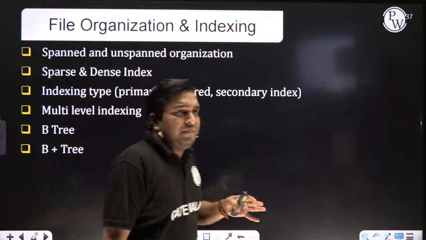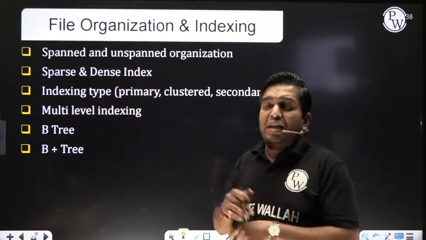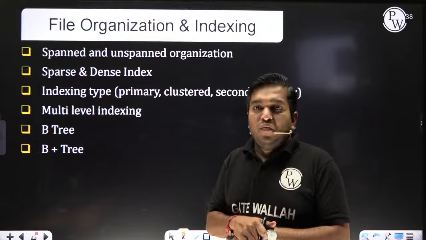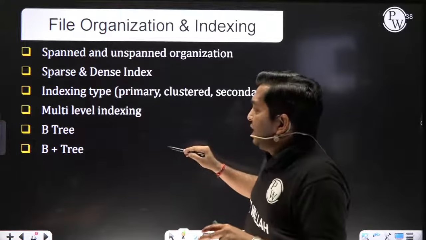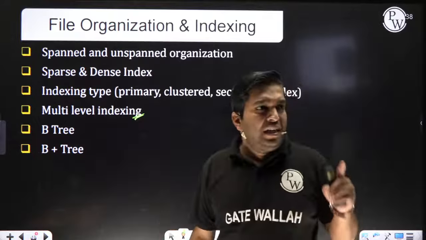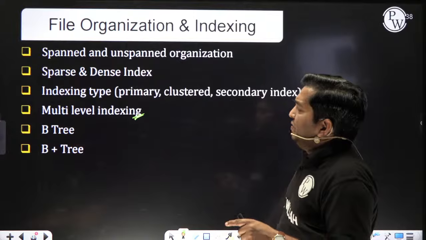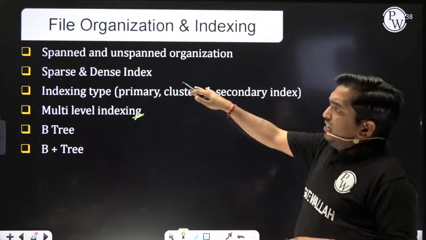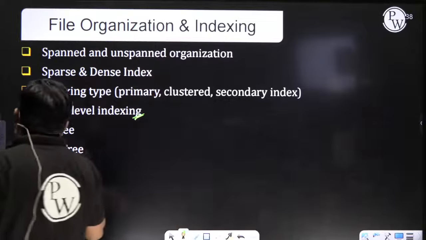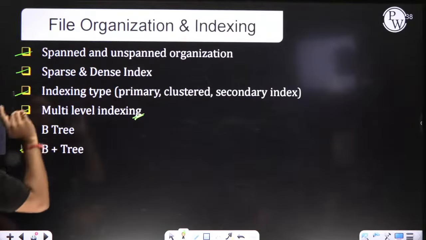After that, we will discuss file organization and indexing. In GATE 2023, one 2-mark question was asked from multi-level indexing. Are you getting my point? Questions are asked from multi-level indexing, spanned and unspanned, dense and sparse indexing types, multi-level indexing, B tree and B plus tree. We will discuss these topics completely in file organization and indexing.